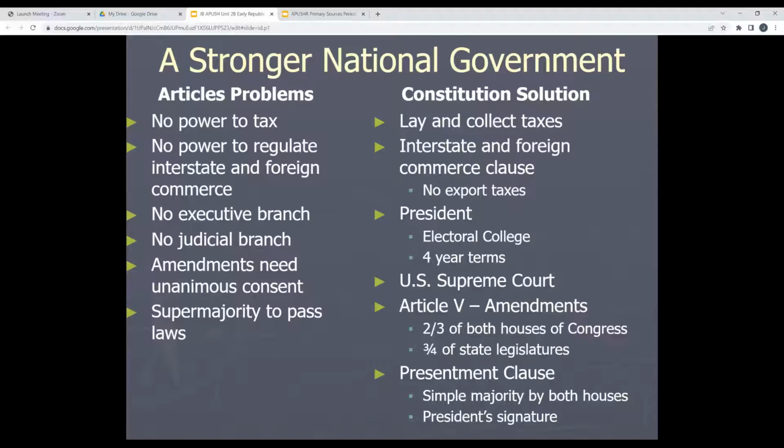To change the Articles of Confederation, it required unanimous consent. Extremely difficult. Article 5 of the Constitution establishes the amendment process. So you need 2/3 of both houses of Congress, so 2/3 of the House and 2/3 of the Senate, plus 3/4 of the state legislatures.